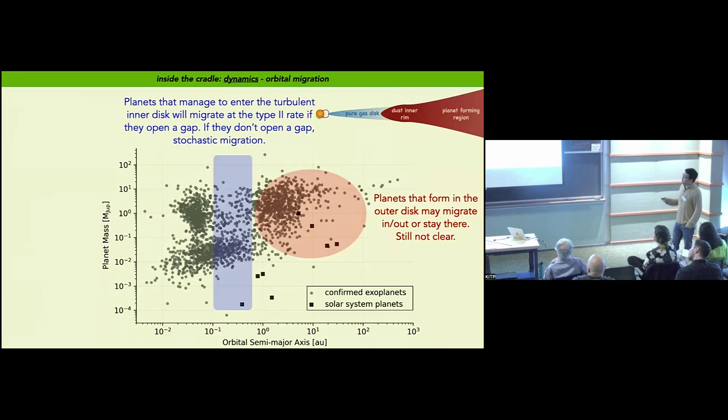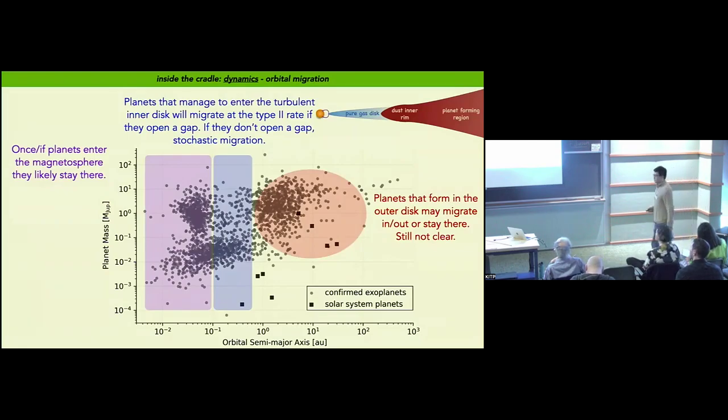If they don't open a gap, it will be stochastic migration. They may or may not migrate depending on what random fluctuation in density will do. And they might be why we see a lot of low mass planets here, whereas we don't see a lot of them in this mass regime. And then finally, once the planet enters the magnetosphere, they likely stay there. Okay? So this is a rough view of what I think might be happening.